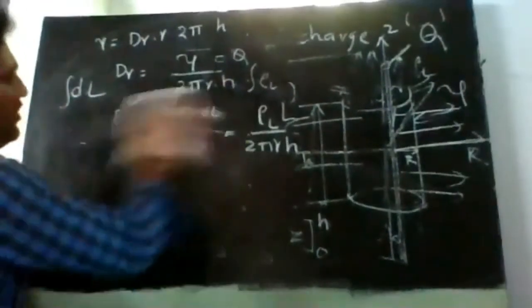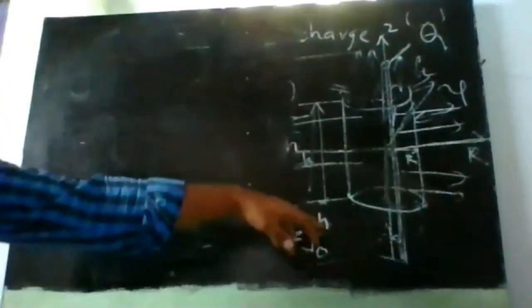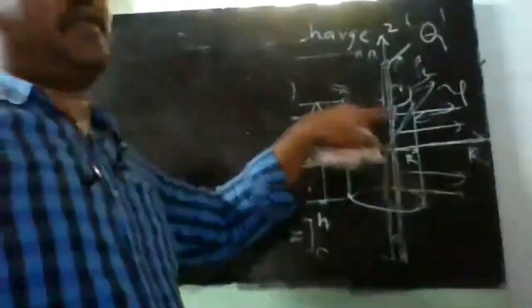Let us quickly recap it again. First step is the choice of Gaussian surface. Because the line looks like a cylinder, I have chosen a cylindrical Gaussian surface. Second step is we have to choose the coordinate system. We have to consider the cylindrical coordinate system, because it matches with the Gaussian surface. So the second point is also done.